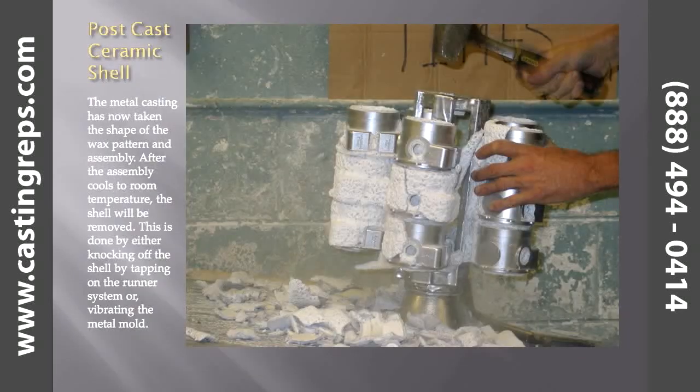Post-cast ceramic shell. The metal casting has now taken the shape of the wax pattern and assembly. After the assembly cools to room temperature, the shell will be removed. This is done by either knocking off the shell by tapping on the runner system or vibrating the metal mold.